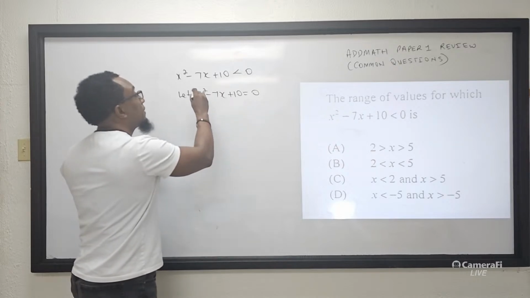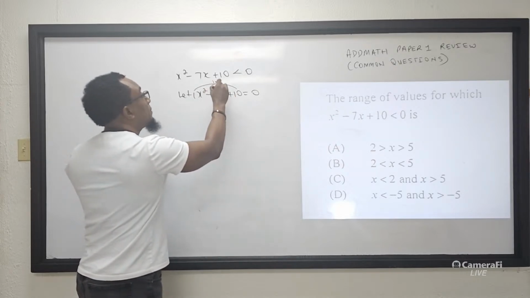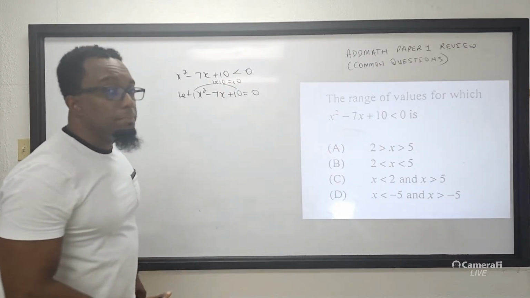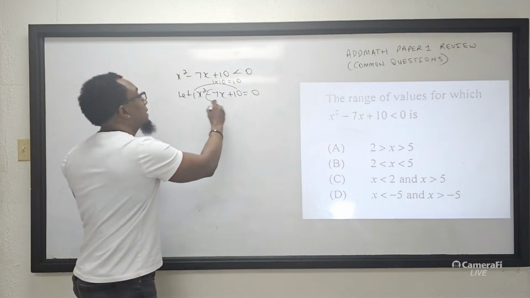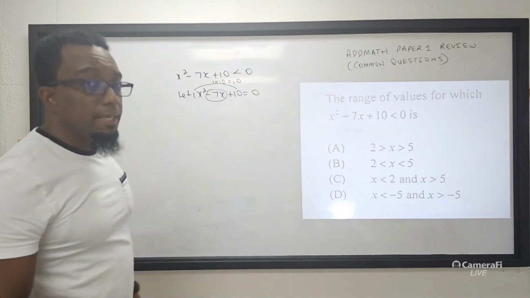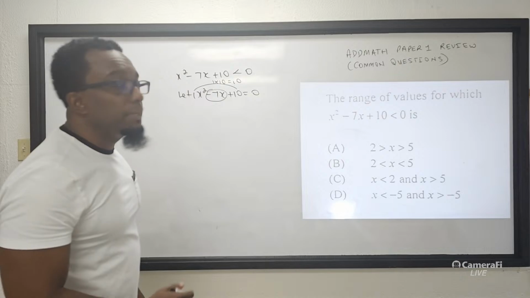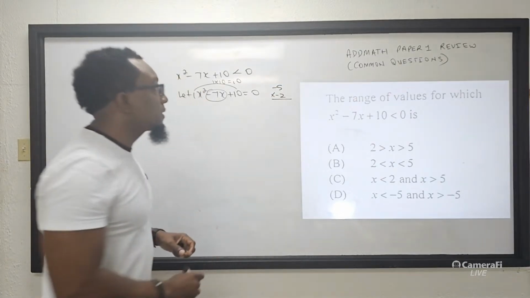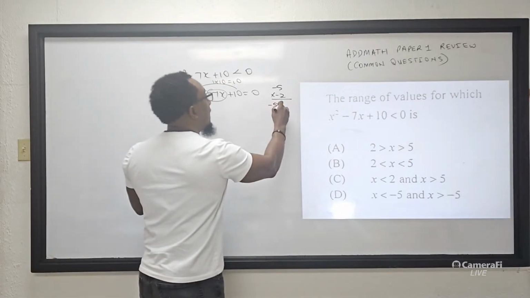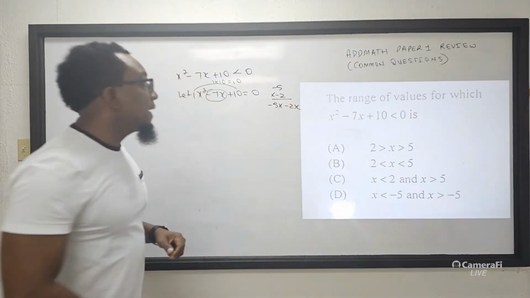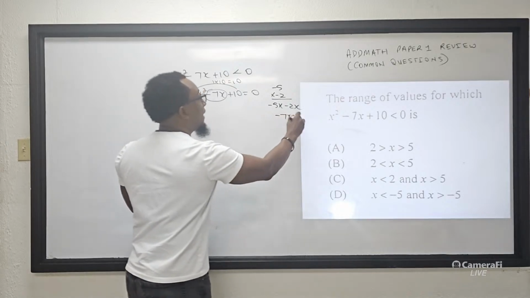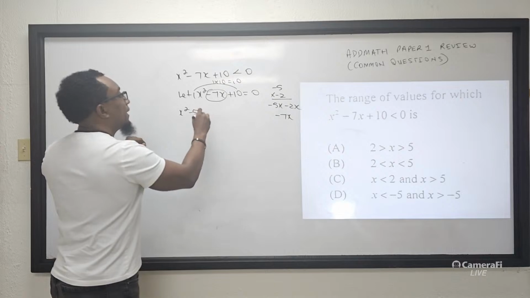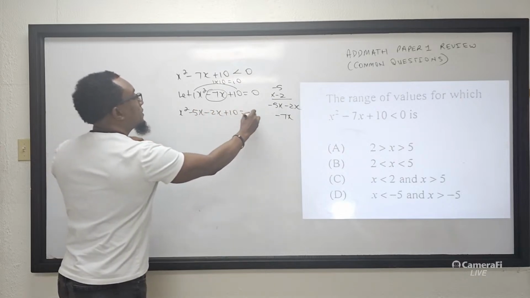So we're taking 1 in front of x squared. I'm going to multiply 1 by 10, which gives us 10. And we want two factors of 10 which, when multiplied, will give 10, but when added or subtracted, can help us to get that middle term, negative 7x. So the two factors of 10 we can use are negative 5 by negative 2 will give us positive 10, but negative 5 attach x, negative 2 attach x gives us the middle term, negative 7x. So I'm going to rewrite my quadratic expression as x squared minus 5x minus 2x plus 10 is equal to 0.